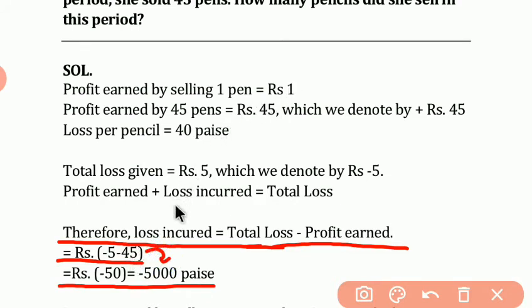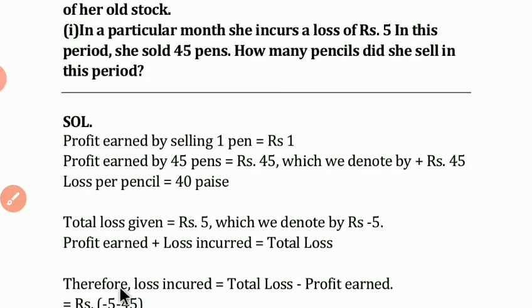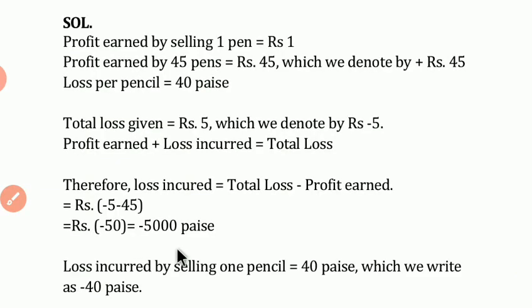Here you can see that loss per pencil is given as 40 paise. That's why we will change rupees 50 into paise. We know that 1 rupee is equal to how many paise? 100 paise. So 50 rupees will be 5000 paise. It means she got a loss of 5000 paise. Here minus means loss, so the loss incurred by her in a particular month is 5000 paise.